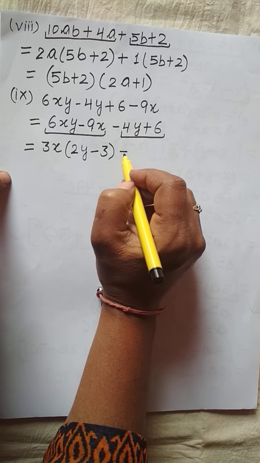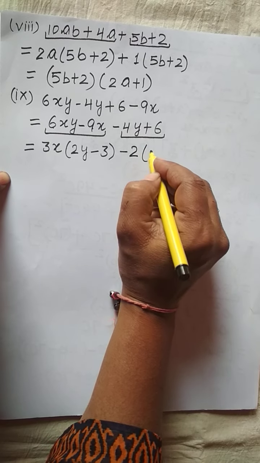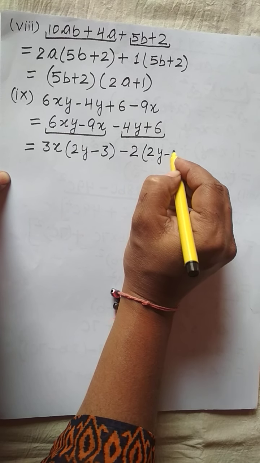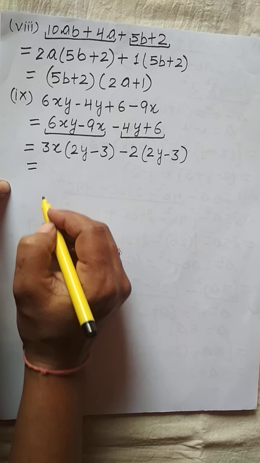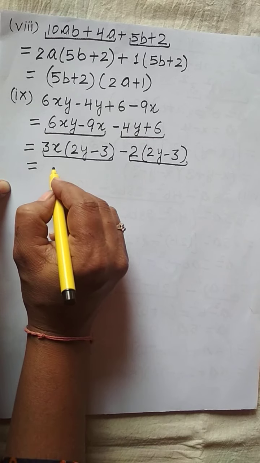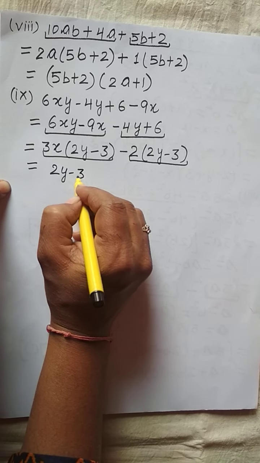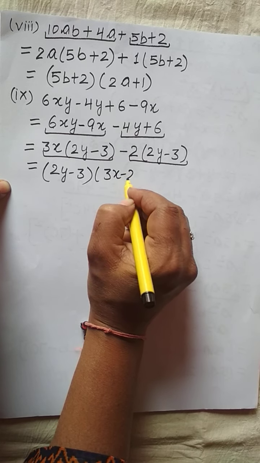Here we will take negative sign as a common factor, into 2. Minus 2 will be the common factor. Now it becomes 2y minus 3, minus 2 into 2y minus 3. Now again from these two terms, 2y minus 3 is the common factor, into 3x minus 2, which is the required answer.